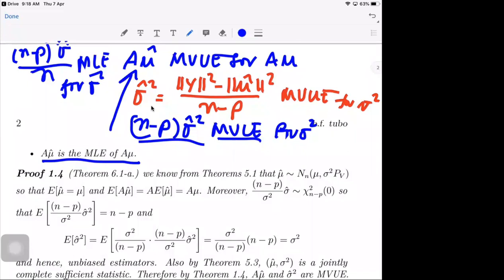So for the proof of the first part, what we want to prove is that A mu hat is MVUE for A mu.